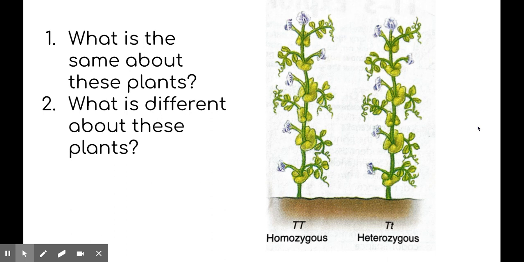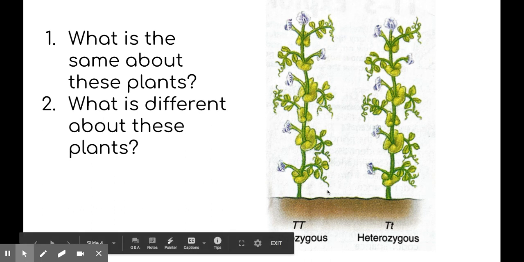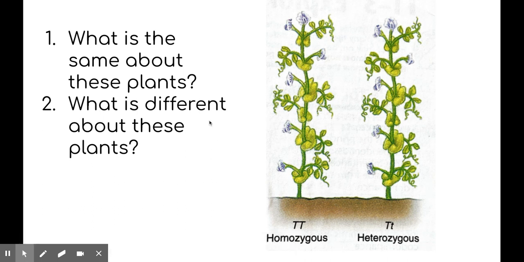Today we're going to be looking more at alleles and genes, and we're going to start off with these two questions. In your notebook, please write down number 1 and number 2. What is the same about these two plants, and what is different about these two plants? Pause the video here.